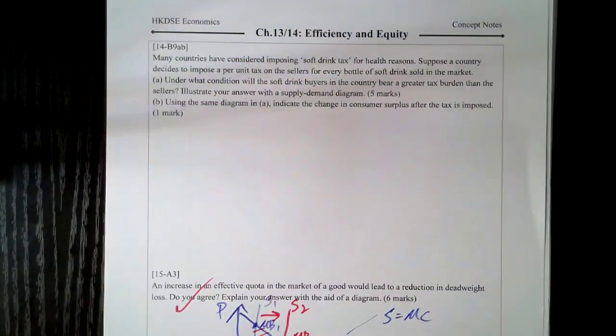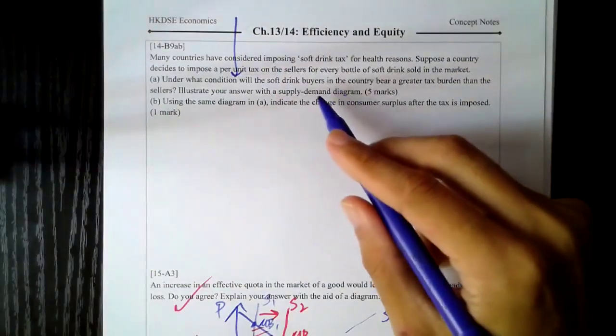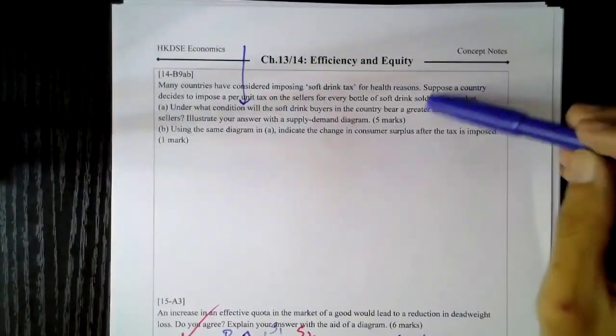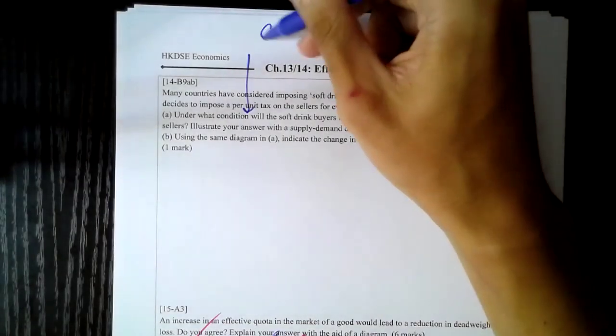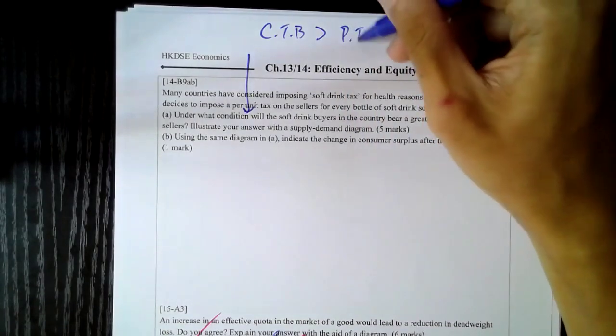We're not going to waste too much time drawing the diagram, right? But this one, just remember, if the buyer needs to bear a greater tax burden, it means that the consumer tax burden needs to be larger than the producer tax burden.